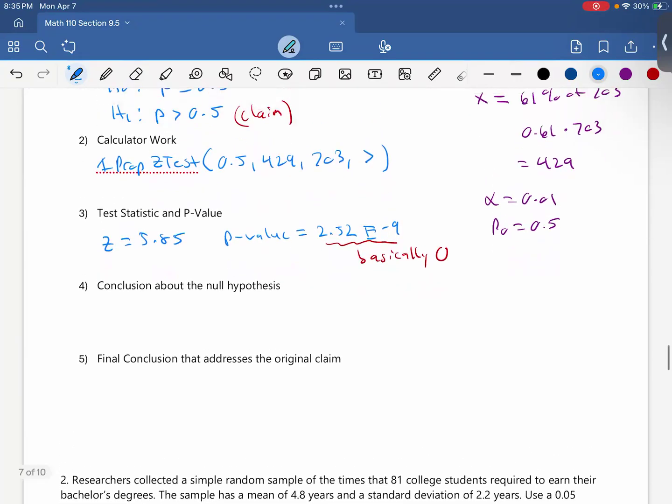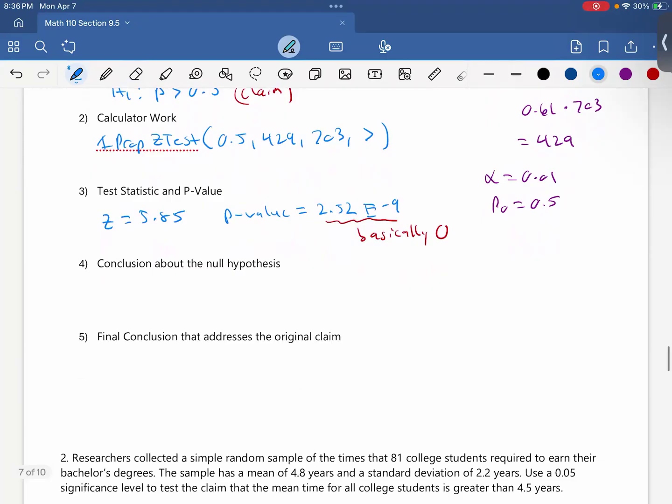Okay, let's go ahead and conclude about our null hypothesis. We are going to compare the p-value to the alpha. So our p-value is basically 0. Our alpha is 0.01. And so our p-value is less than our alpha. And what that means is we reject the null.